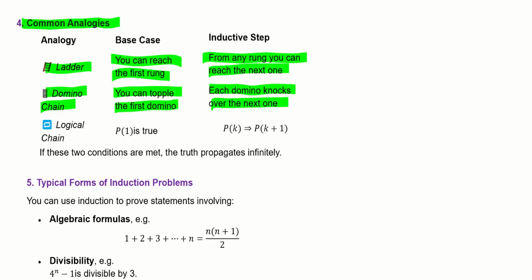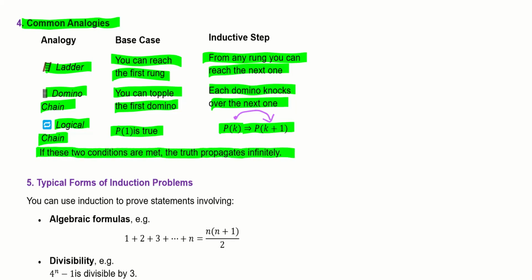And then we have the logical chain, which is how we're going to do most of these proofs, where P(1), or at least P of the first case, is true. And if it's true for some n equals k, it is implied for k+1. And that is, it works for this case, and therefore it works for the next case. So that's like the dominoes. If these two conditions are met, the truth propagates infinitely.